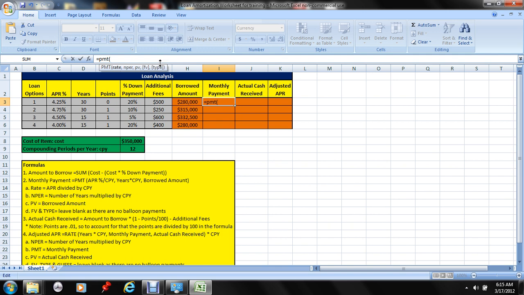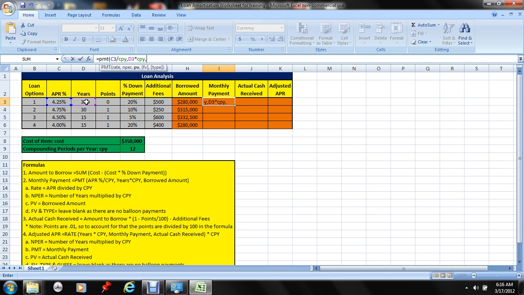So go ahead and start by annual percentage rate for loan option 1, it's 4.25%. Go ahead and divide that by CPY, compounding periods per year, comma. The next item is the number of periods, which is the number of years multiplied by the compounding periods per year. So number of periods in this case is 30 years multiplied by CPY, comma.